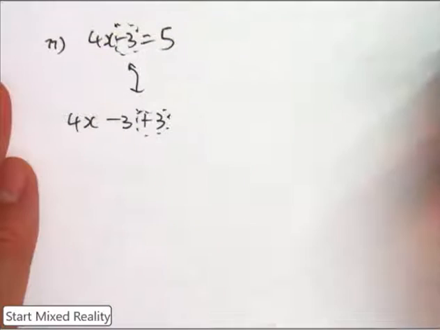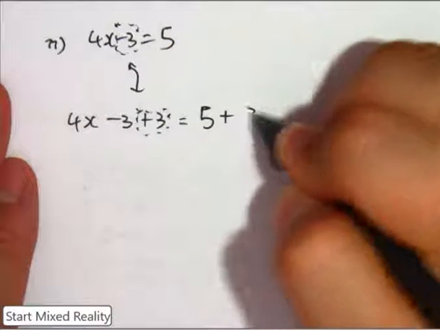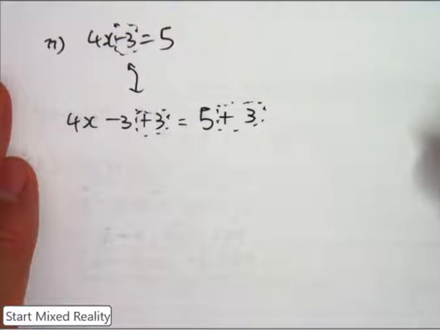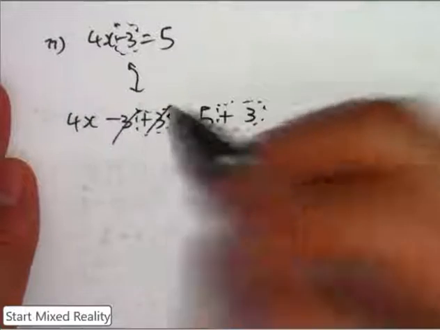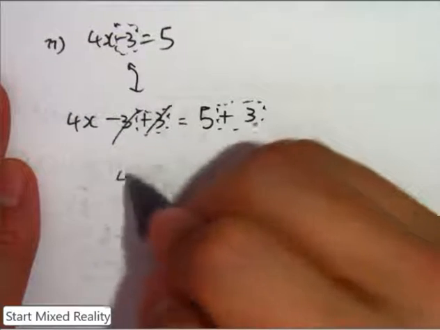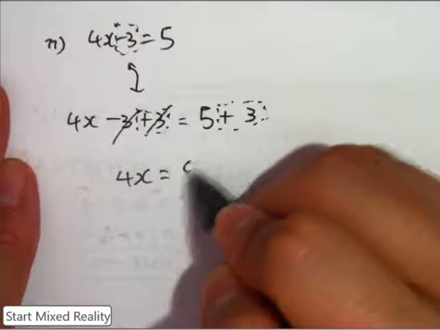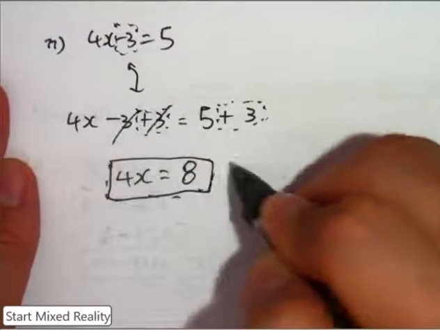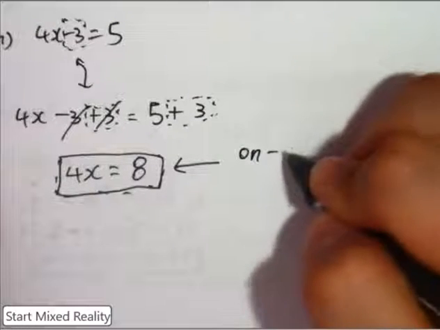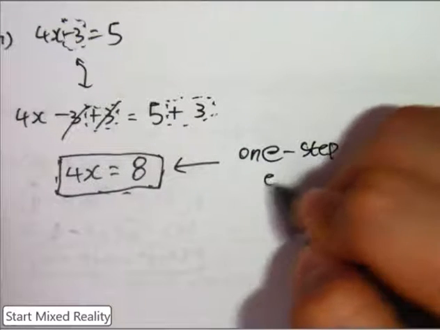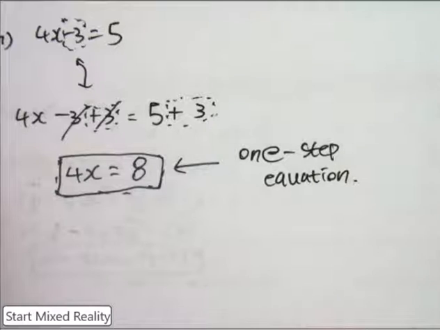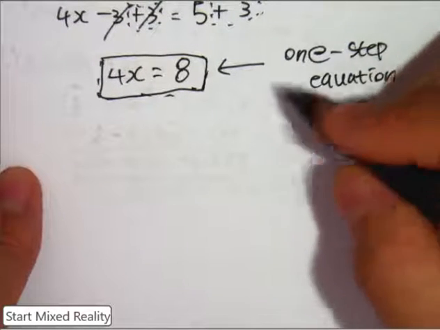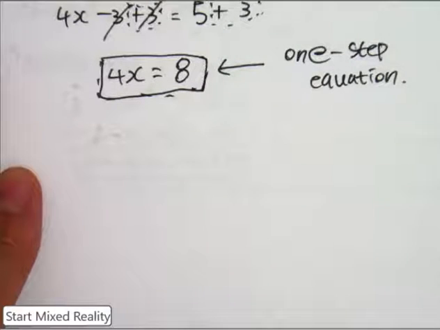This is my opposite operation, equal to 5 plus 3. You have to do the same operation on the right side, because you have to be fair. Minus 3 and plus 3 cancel out, so if I rewrite, 4x is equal to 5 plus 3, that is 8. And ladies and gentlemen, right now we have our one-step equation. And you know what? That is an okay situation, because you always end up having a one-step equation once you successfully do the first step.